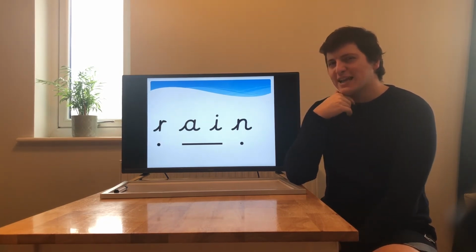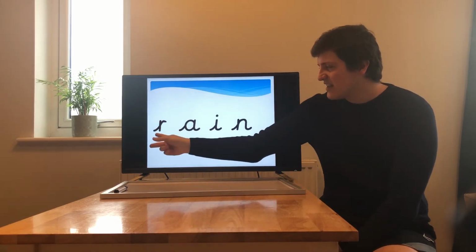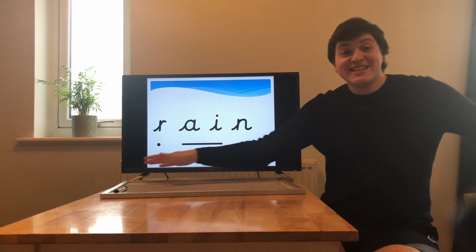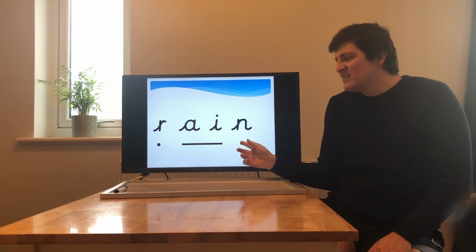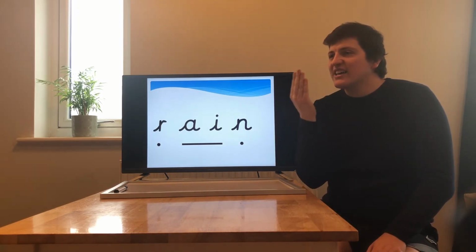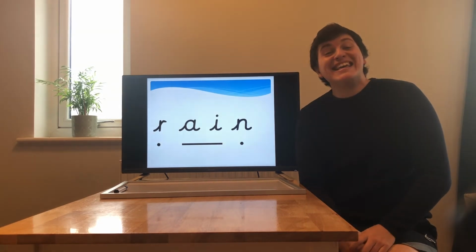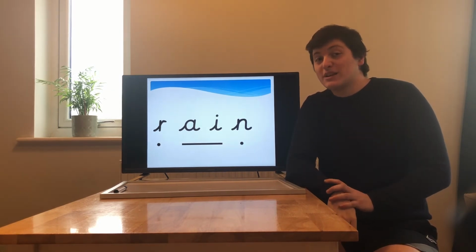I wonder if you can sound this out before I do. That's the r. And what sound's that? It's the n. R, ai, n. Rain. Rain falls from the sky and makes us wet. Rain! With the ai digraph in. Well done if you remembered that one.